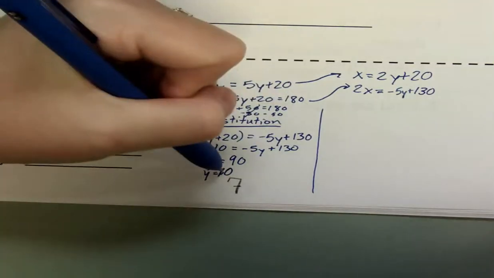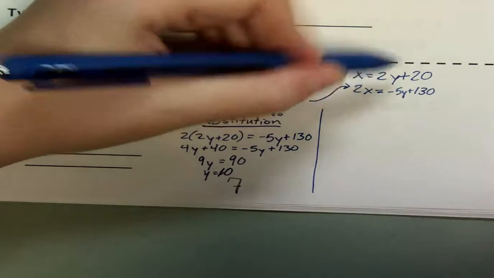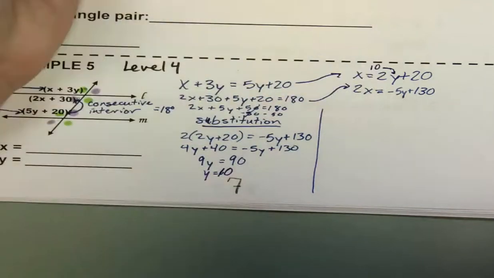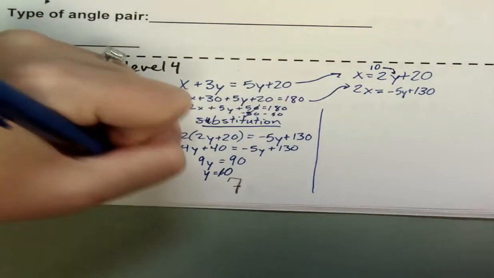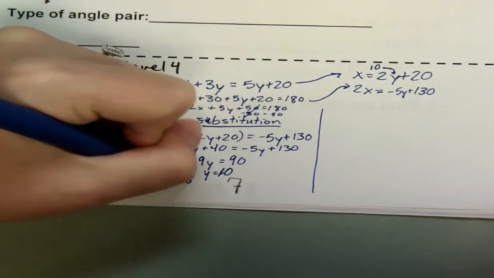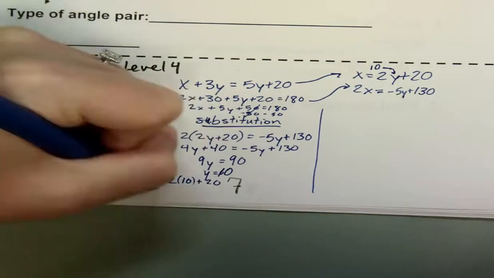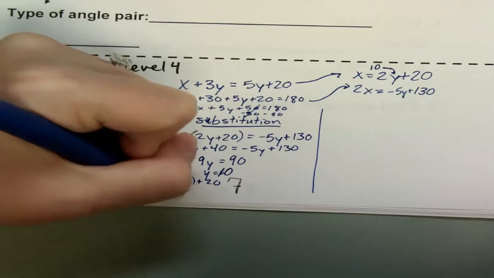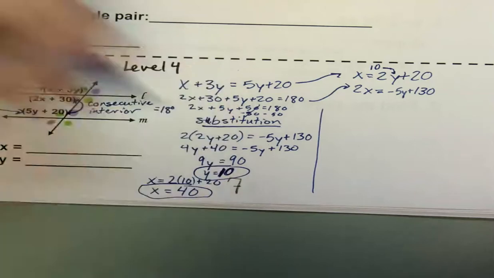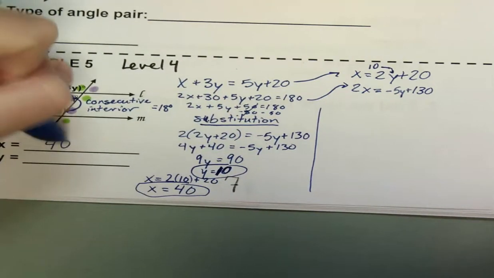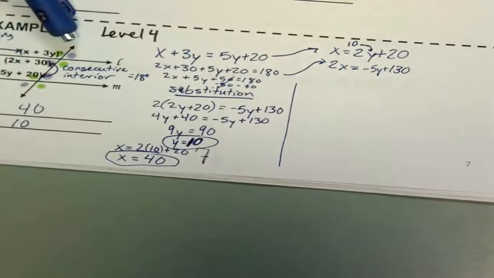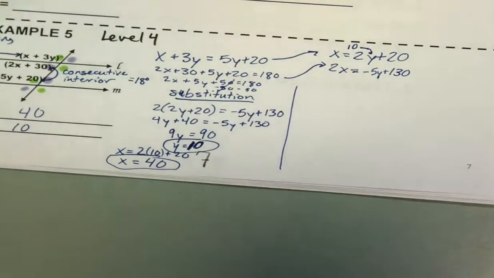And then we want to sub 10 in for y. So x would be equal to 2 times 10 plus 20, which would make x equal to 40. So x is equal to 40, y is equal to 10. If you would prefer to use elimination, I'll show you how to use elimination.